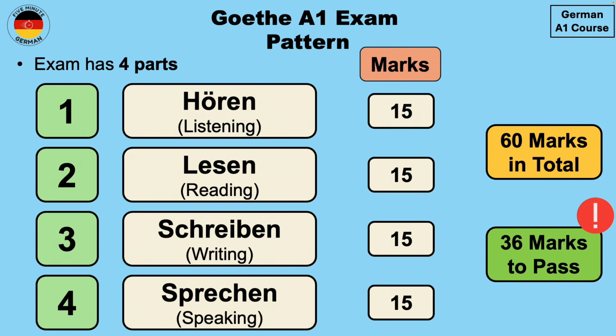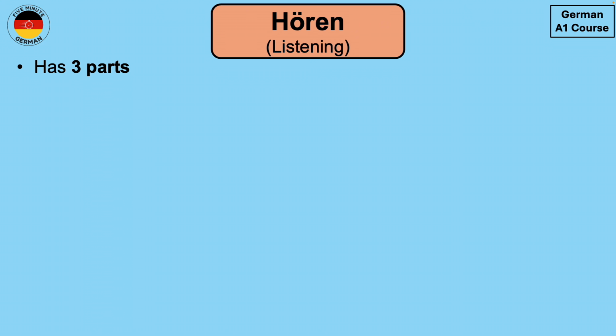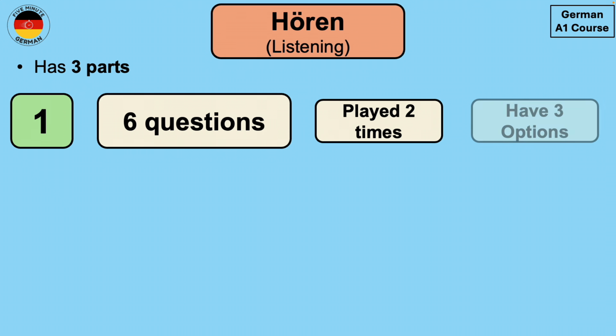Now let's take a look at what is included in each one of these sections. The first section is the Hören or listening section, and in this you have 3 parts. In the first part, you have 6 questions, and you have to answer them after listening to different recordings or conversations. These conversations or recordings are played twice. They will play it once and then it will be repeated once again. In these questions, you will have 3 options, A, B, and C, and you have to select the correct option. Now let's take a look at how it will be in the exam.